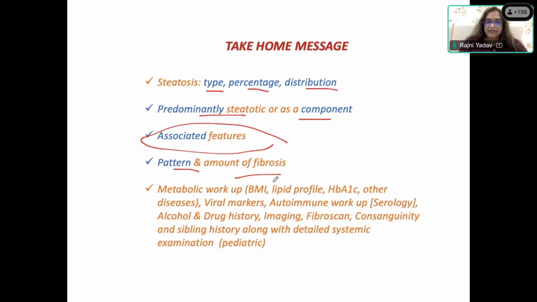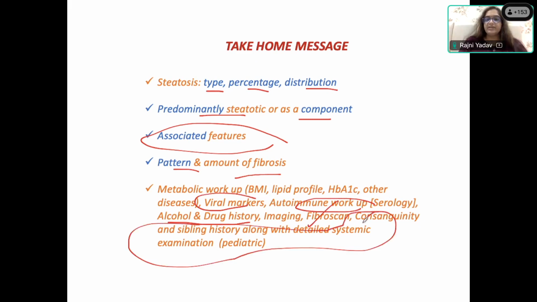In adults, a complete metabolic workup, which includes the body mass index, lipid profile, glycosylated hemoglobin, then the viral serology, the autoimmune serology. So autoimmune includes the ANA, ASMA, LKM, at least that has to be there, and IgG. Then the alcohol and the drug by the history. Then the fibroscan, a very good modality. And then in the children, the consanguinity, the sibling history, and the detailed systemic examination to rule out the inherited diseases. So that's all from my side.